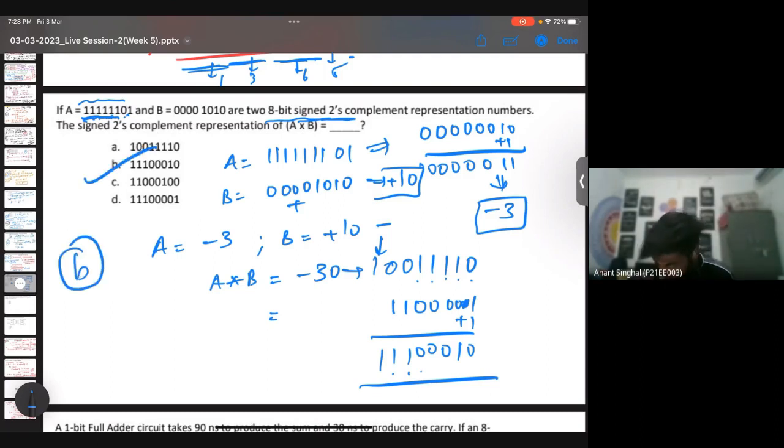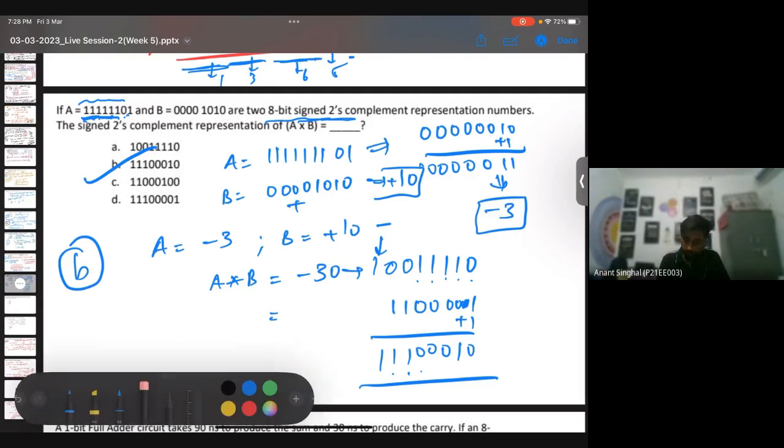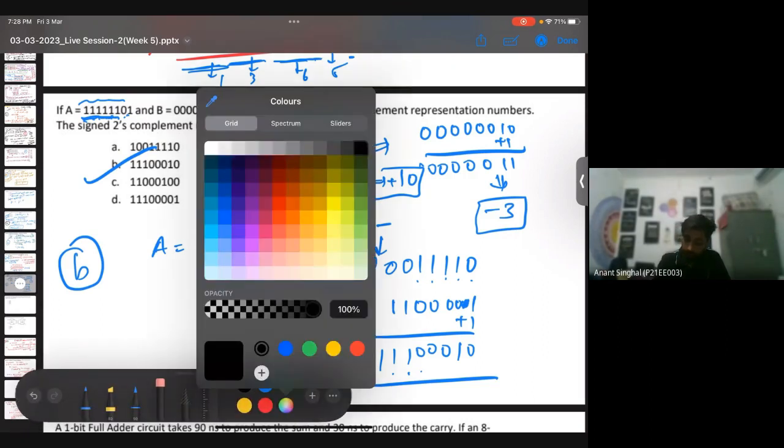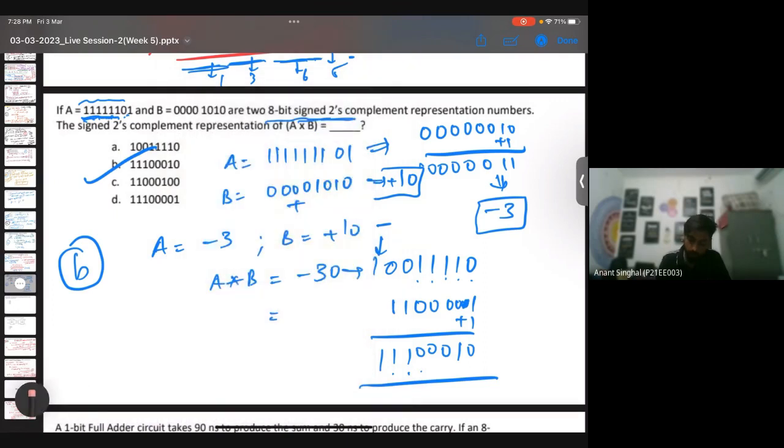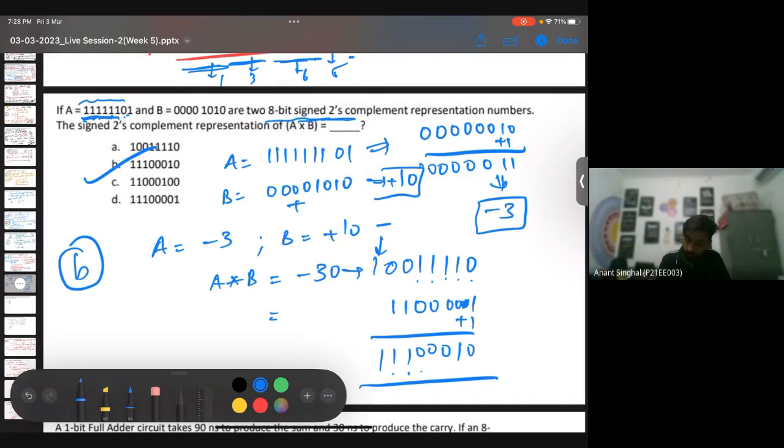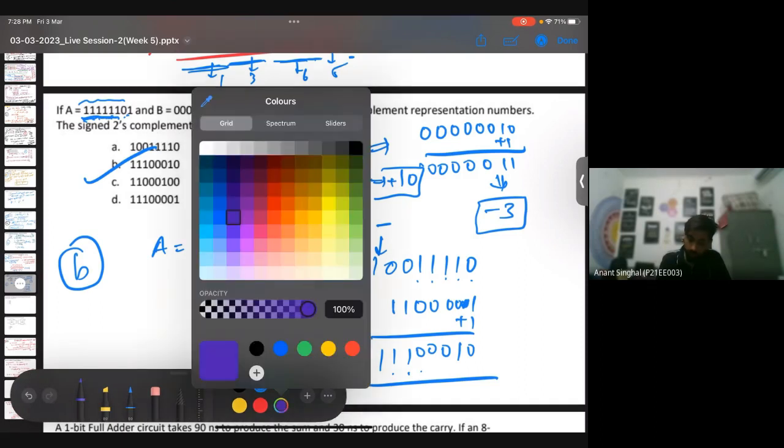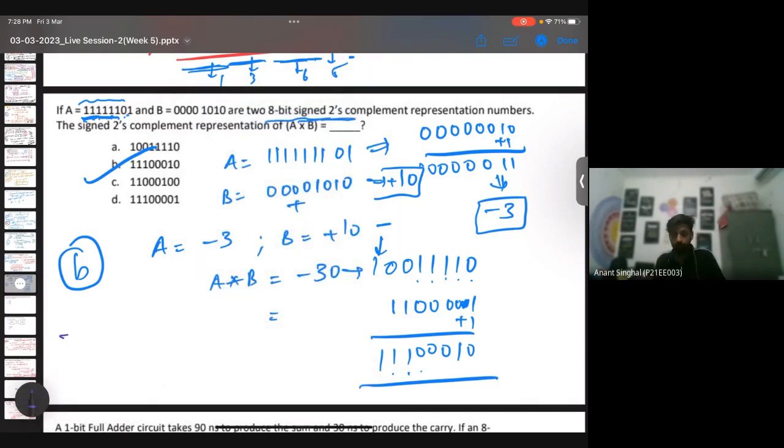I hope it is same. Yeah. So this is how we can directly calculate this. This is again one of the concepts that you need to learn. Maybe we can proceed now.